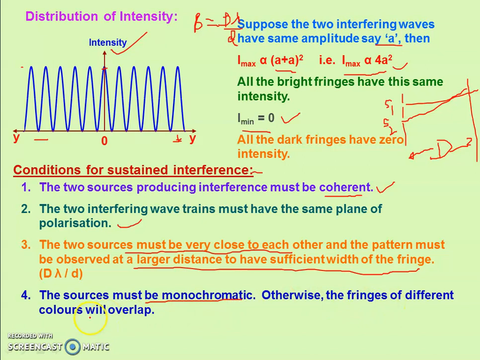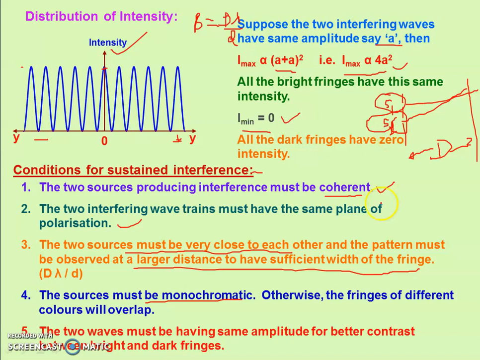Now, the fourth point is that sources must be monochromatic. Otherwise, fringes of different colors will overlap each other. These sources should be monochromatic, meaning producing light waves of a single wavelength. Last, the two waves must have the same amplitude for better contrast of bright and dark fringes. See, the first wave has amplitude A and the second one has B. If A equals B, the maxima will have maximum intensity, whereas the minima will have intensity 0.